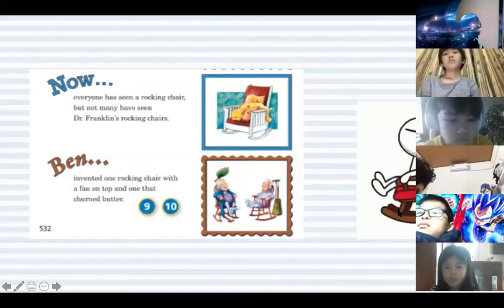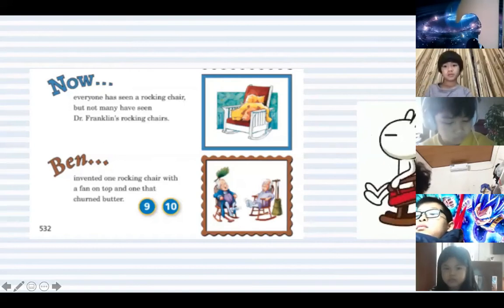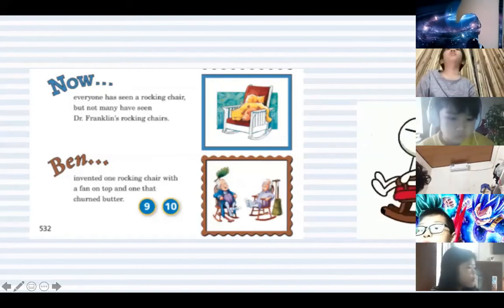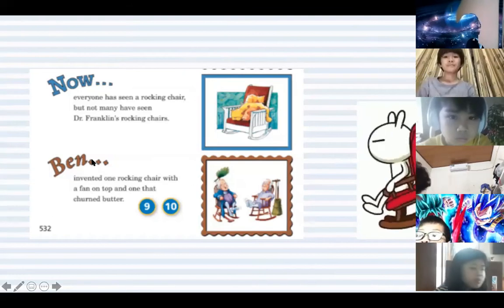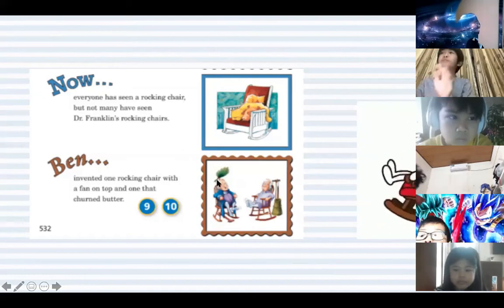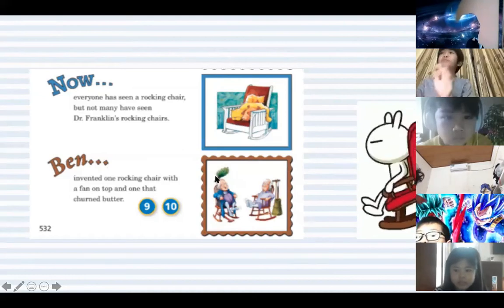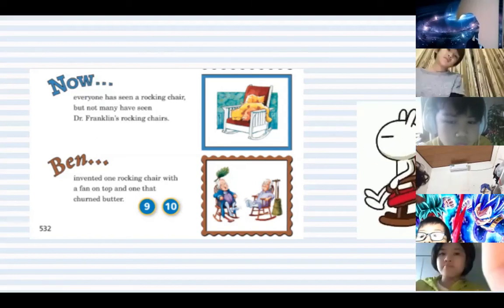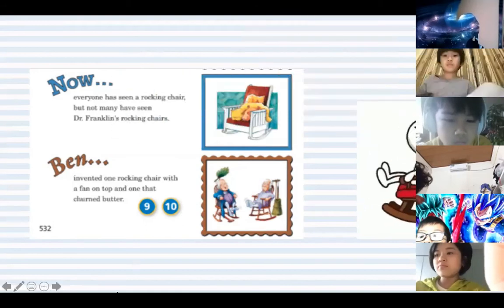So now everyone has seen a rocking chair. This is a rocking chair. It looks like this. The legs are different than a normal chair. They are at an angle and they are curved so that you can move back and forth. It is used to relax you. But back then, Benjamin Franklin made ones with fans on top and ones with butter churners on the back so that while you were rocking and relaxing, you could cool yourself down or you could be making butter.